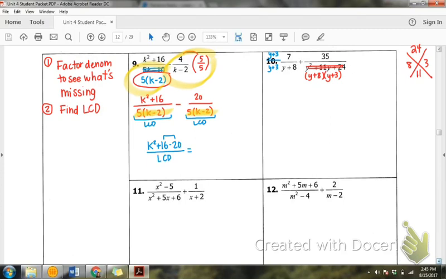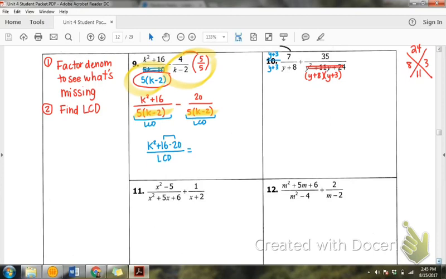Now, if I ask myself, what is this fraction missing in the denominator that this one has, what would you say? Y plus 3. Doesn't it already have a y plus 3? Is this second fraction missing anything in the denominator that this one has? No, it's the same. So I don't need to multiply my second fraction by anything.